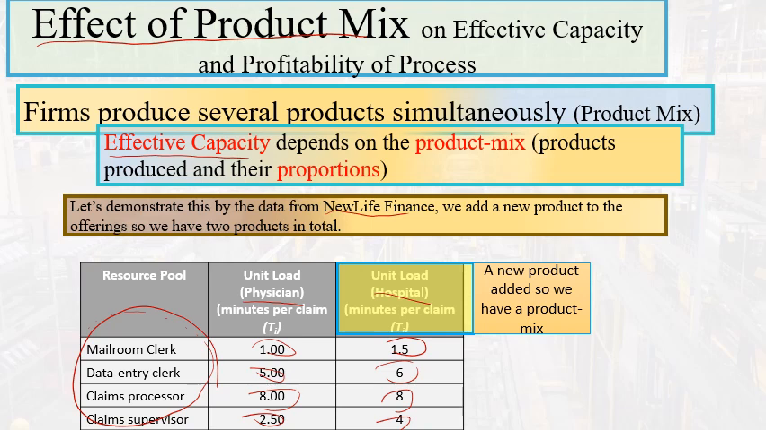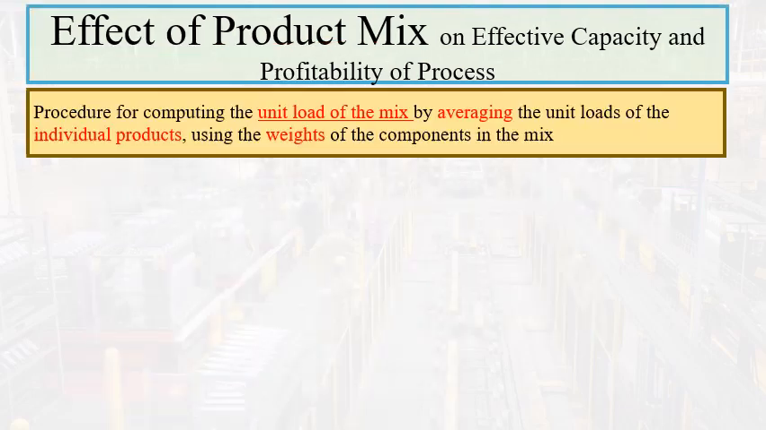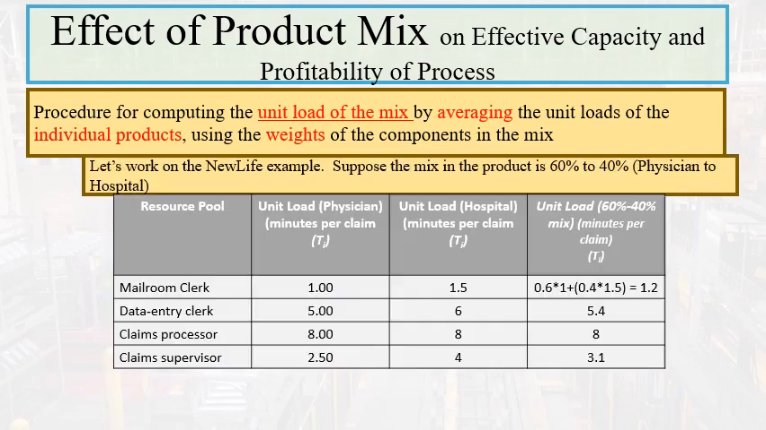So in this case, we need a ratio. In these questions, they will give us a ratio of how much is one product compared to the other. Now, suppose the ratio is 60 to 40%. So 60% physician claim and 40% hospital.